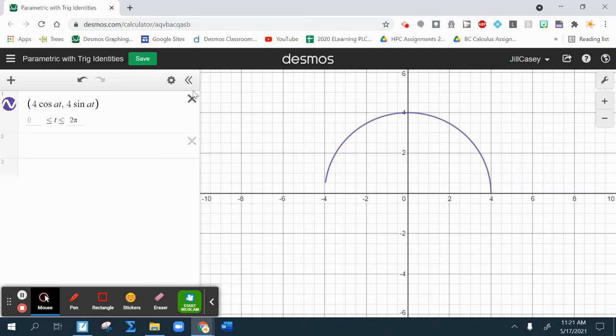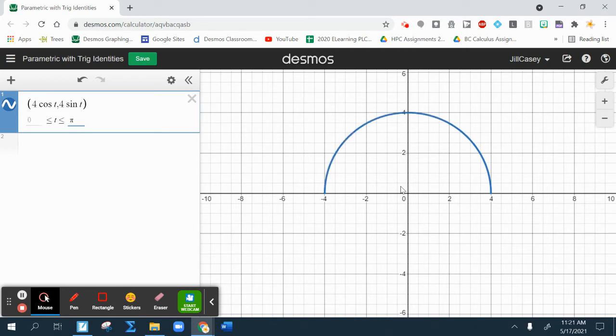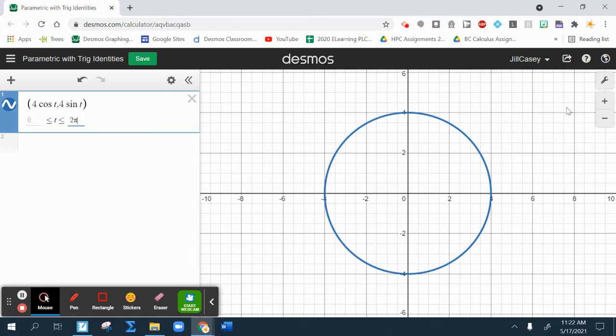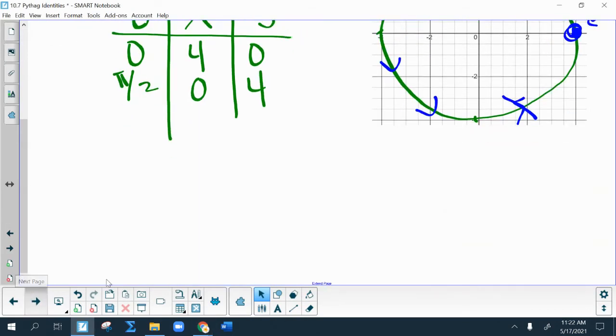Now, if you don't want to do a slider and you just want to see the graph, sometimes what I'll do, so let's say I'm going to do 4 cosine t, 4 sine of t, you can see that it automatically gives you the bounds from 0 to 1. So let's say I go from 0 to pi. Well, now you can see that I've got half of the circle. 0 to, let's even say 3 pi divided by 2. Now you've got 3/4 of the circle, and therefore if I go from 0 to 2 pi, you can see the whole circle. So that's kind of a nice way to fix that. I'm going to leave this open in case we need to come back to it.